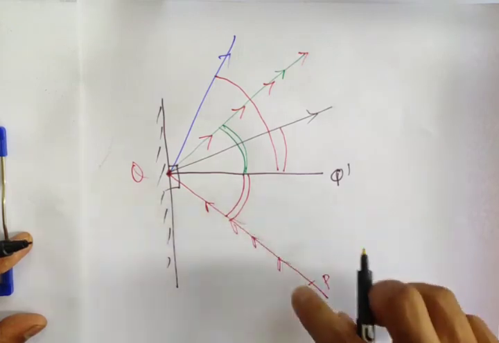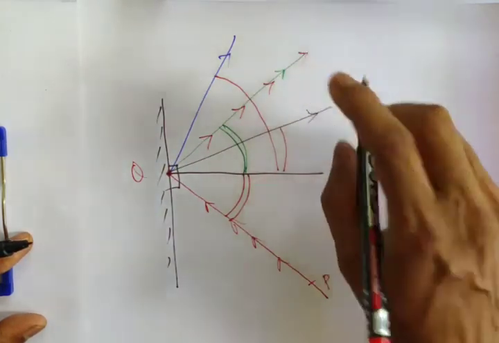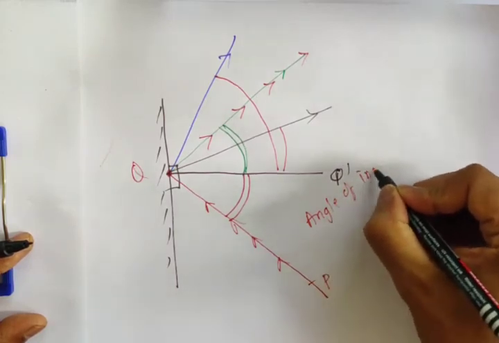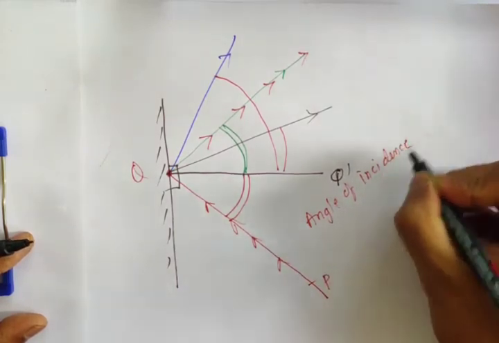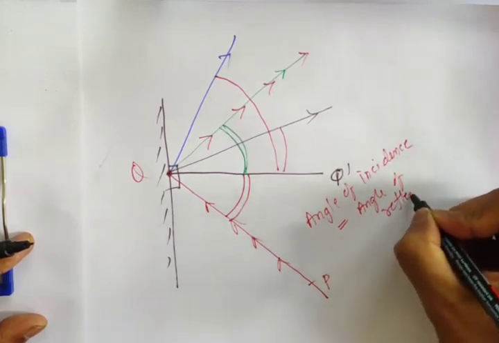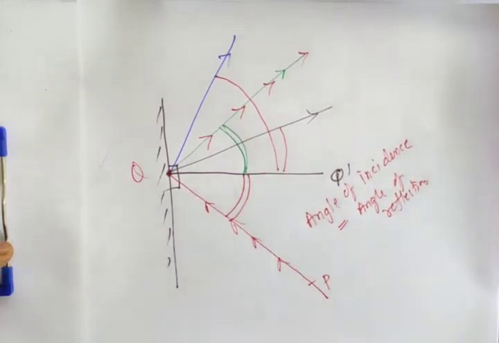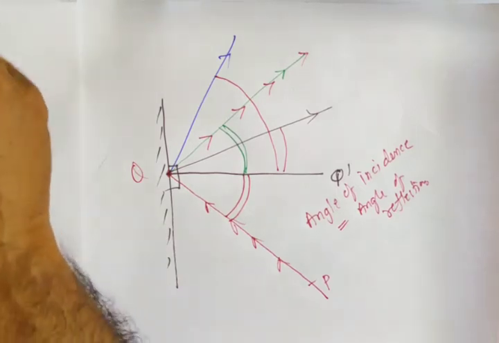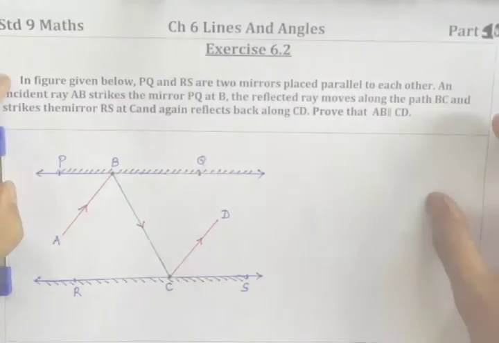If the incident ray is this, then the reflected ray is this. Once again, angle of incidence is always equal to angle of reflection. Please remember this. All right. The next one that we are going to solve will require this law of reflection of light. Is that clear to you? Okay. All right. So let's move to example 6 of exercise 6.